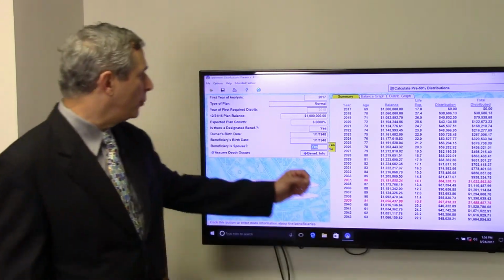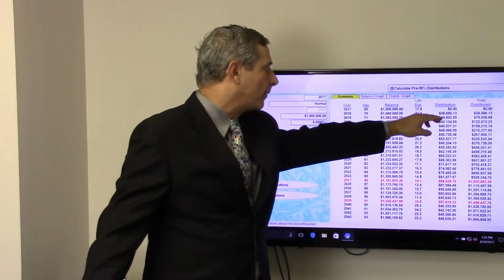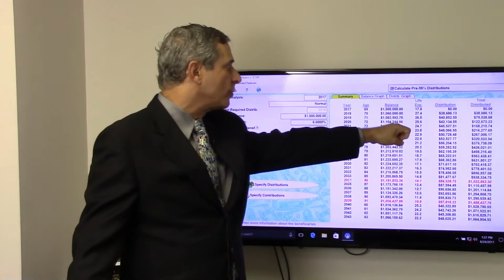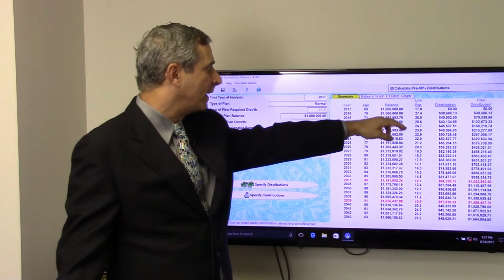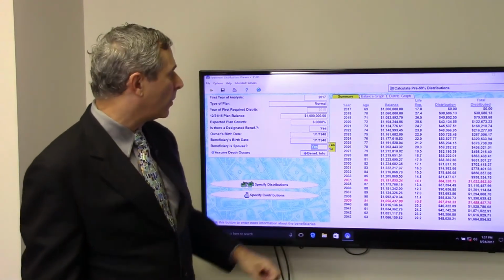So I'm going to use an example here of somebody who is 69 years old and has $1 million in their IRA. So let's forget about dying for a moment. Because they are not yet 70, or if we're going to get technical, April 1st of the year following the year they turn 70 and a half, the minimum required distribution is 0.